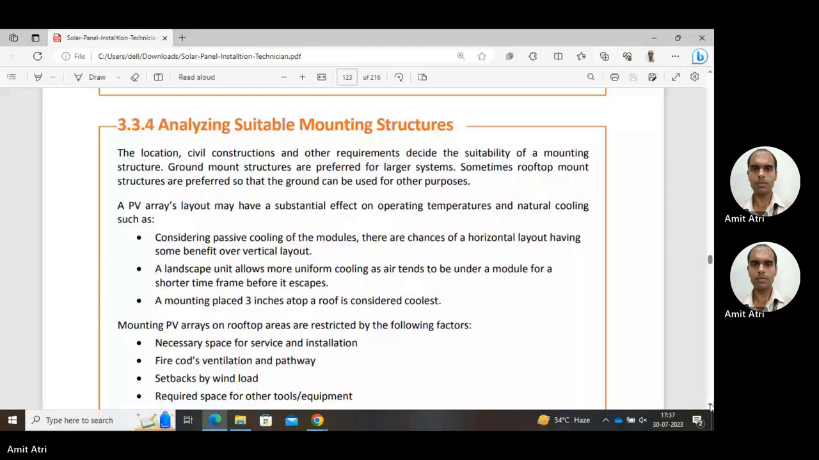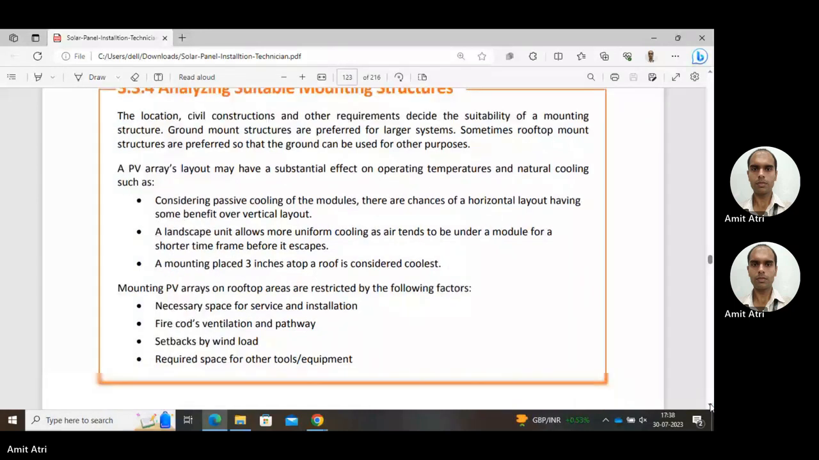There are chances of a horizontal layout having some benefit over a vertical layout. A landscape unit allows more uniform cooling as air tends to stay under a module for a shorter time before it escapes. Next, a mounting placed 3 inches atop a roof is considered coolest. That means at least 3 inches of space between the roof and the PV array for natural air cooling. Mounting PV arrays on rooftop areas is restricted by the following factors. Consider these factors: the necessary space for service and installation.